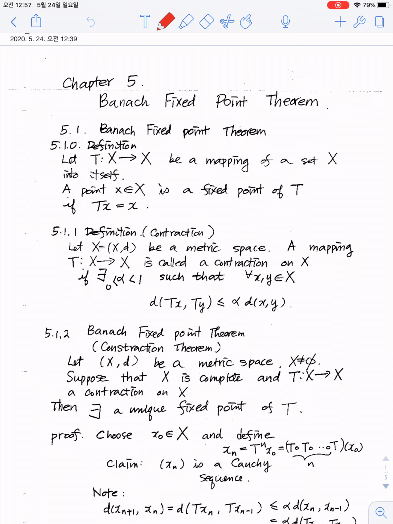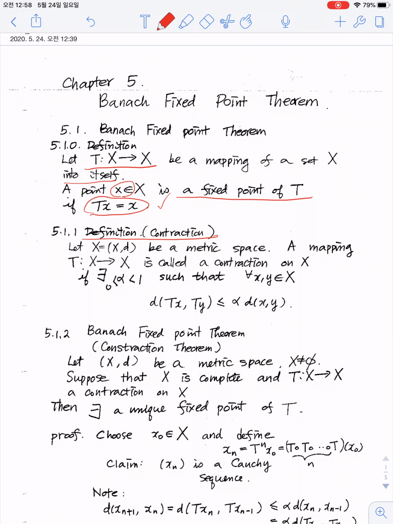So consider T is a map from X to X. An element x in X is a fixed point of T means that Tx equals x. So T maps x to itself. Okay, so this is the fixed point. And then, for the fixed point theorem, we use the definition of a contraction map.